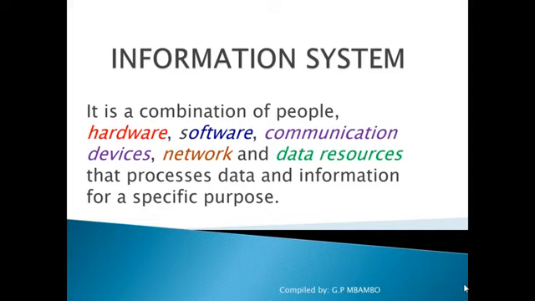So we start this section by giving you a definition of information system. It's defined as a combination of people, hardware, software, communication devices, network and data resources that processes data and information for a specific purpose. So this definition gives you a clue as to what the information system section deals with. So you can see here that the equipment, hardware, is involved. The apps or programs, software, are also involved.